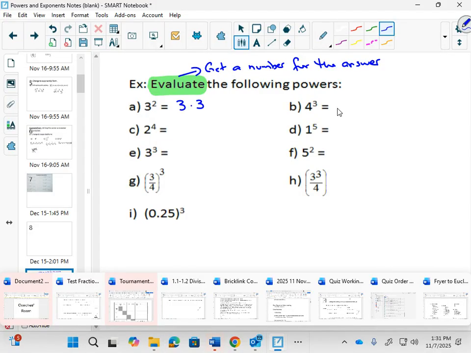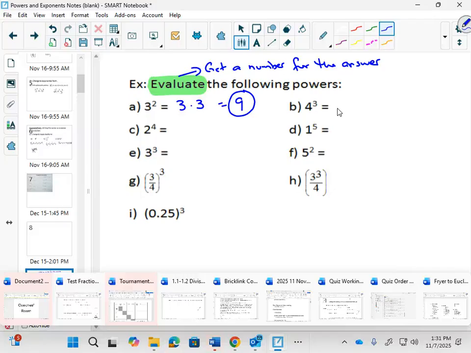So what I want you to do is first write this out in expanded form. And you can use the dot for multiplication if you'd like, or you can use little x. 3 squared means 3 times 3. 9. And that is equal to 9. And you can circle that, because that's the final answer. Get a number for the answer. That's what it means to evaluate. Some of these we're going to use our calculators for. Others we can do with mental math. So I'm going to get you to do some of these with mental math, and some of these you're going to do with a calculator.